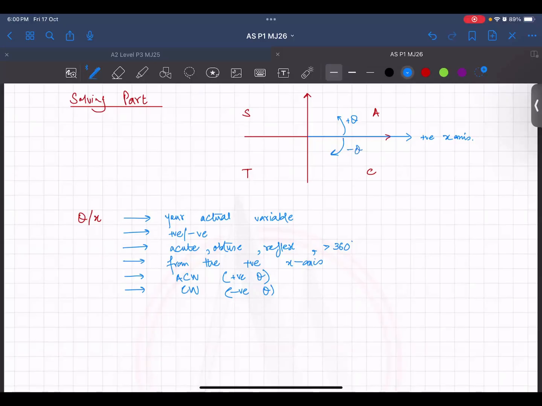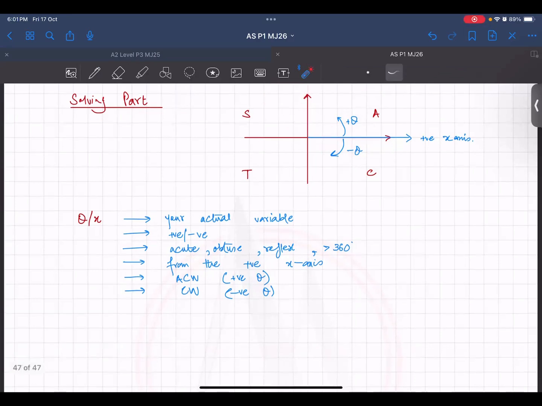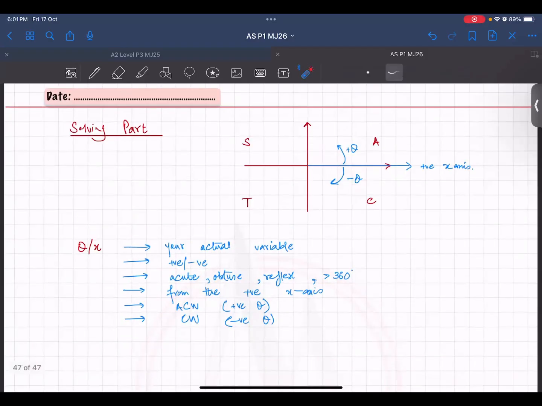For example, negative 30 will be like this, negative 30. Positive 30 would be this, positive 30. If you're moving positive 150, it will be in this direction. If it is negative 100, it will be like this. Okay, give me a second. Copy this down.